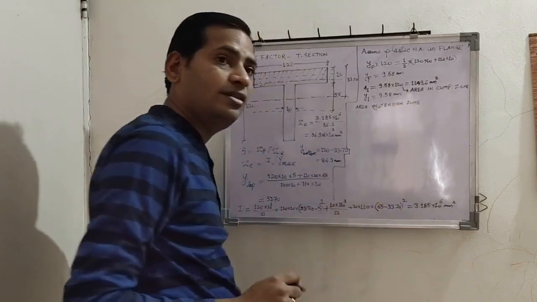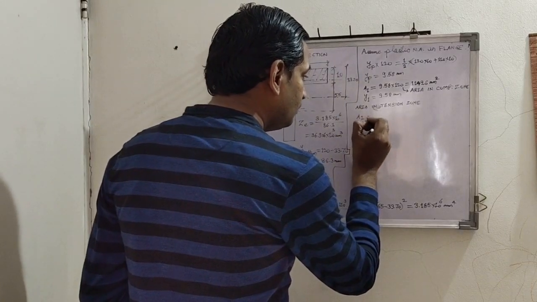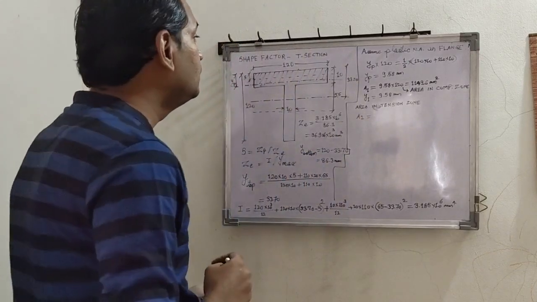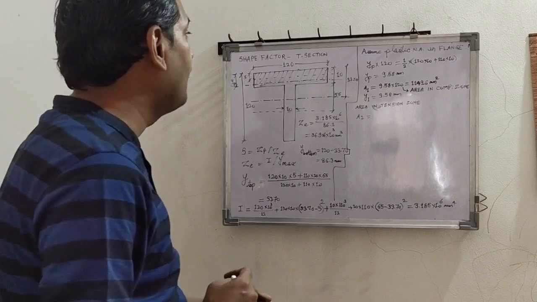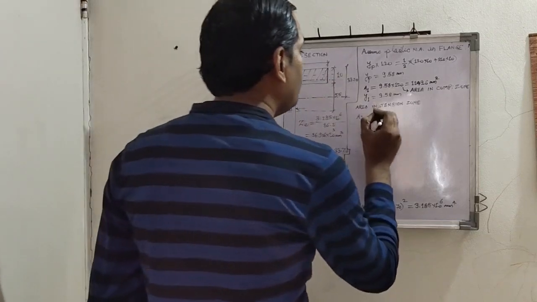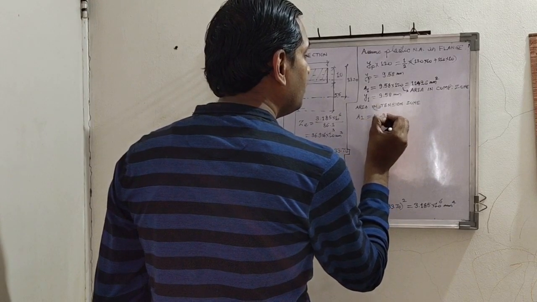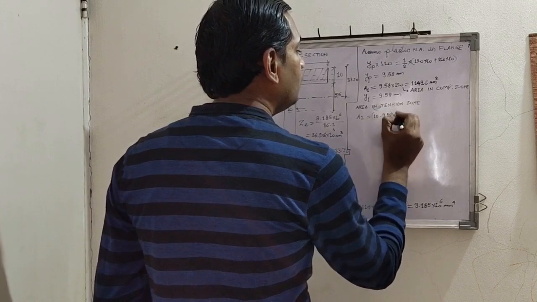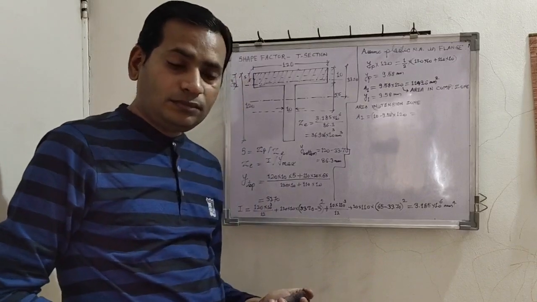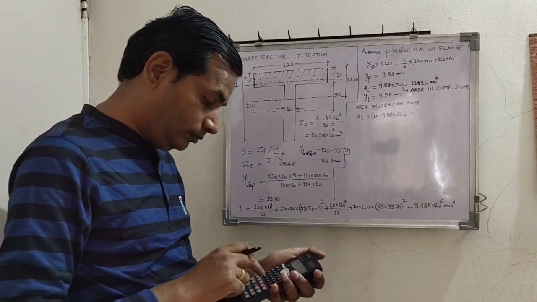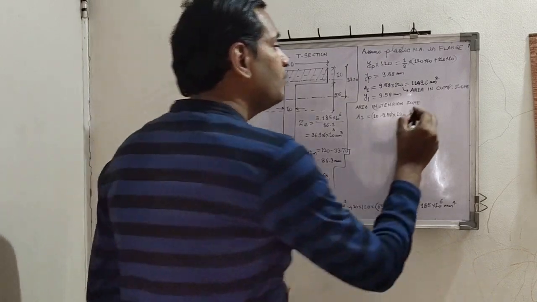So there are two areas. One is this small strip, A2. So A2 is 10 minus 9.58 into 120. How much? It is 50.4 mm square.